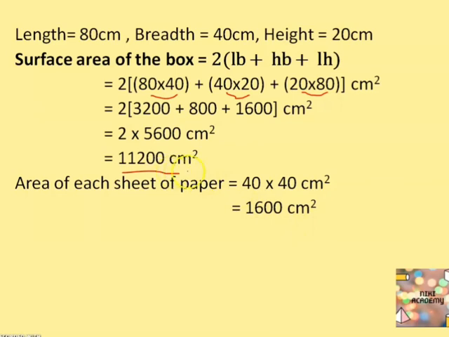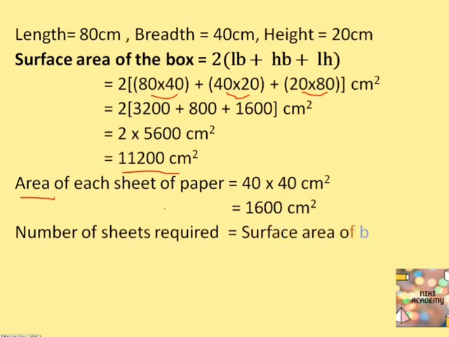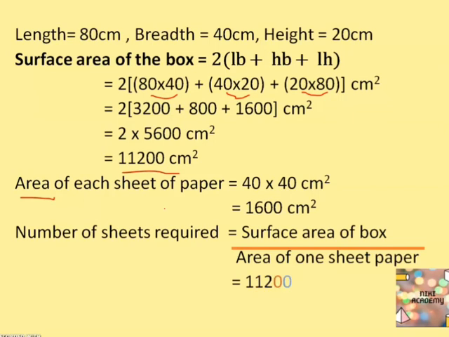Now we have found the surface area and the area of one sheet of paper. Now divide to get the number of sheets. So the number of sheets required equals the surface area of the box divided by the area of one sheet of paper. So we get 11,200 divided by 1600, which equals 7. So Mary needs 7 sheets of paper to cover the wooden box.